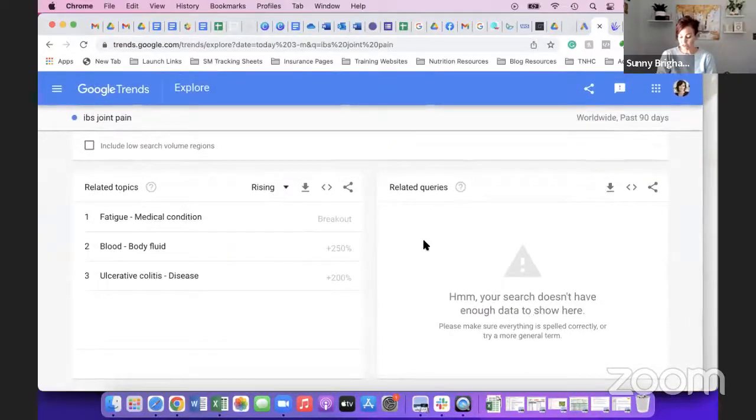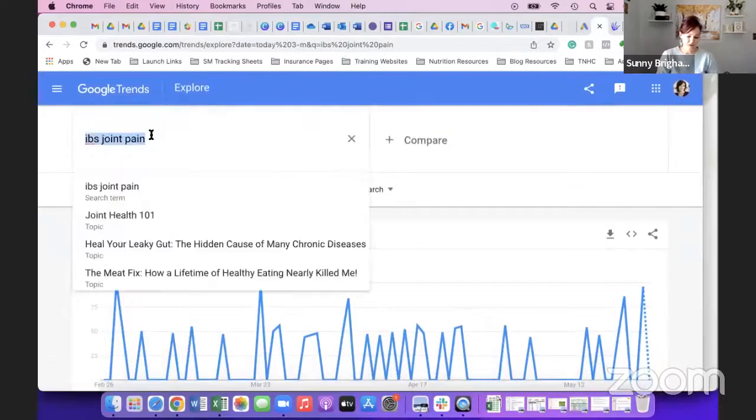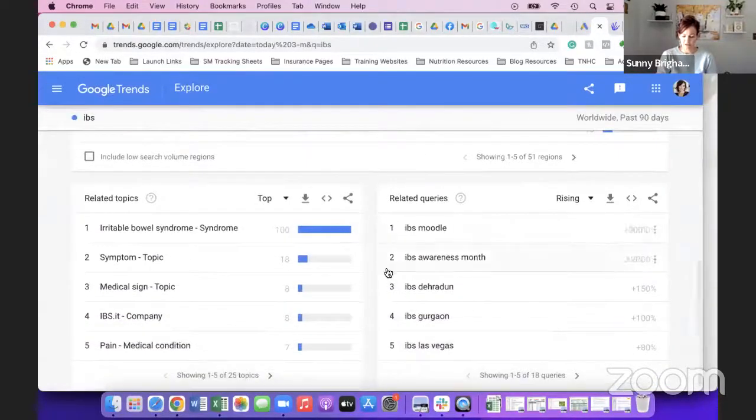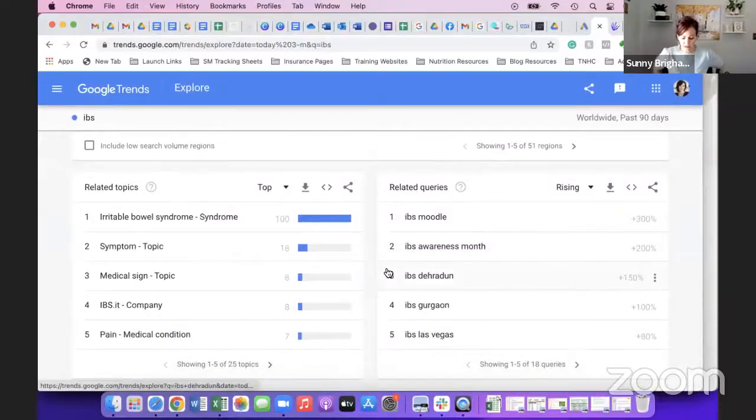There are no related queries with this one, but maybe if we just put in IBS, we might get some related queries. Yeah. So these are some related queries. These are what other people are looking for in relation to IBS. IBS Awareness Month, IBS, maybe they tried to put dehydration, IBS in Las Vegas. I'm just assuming maybe they're looking for an IBS practitioner.